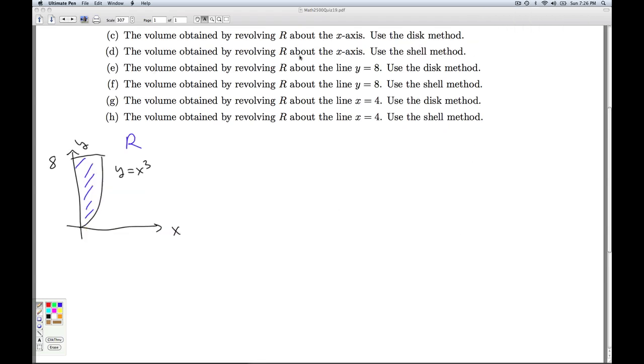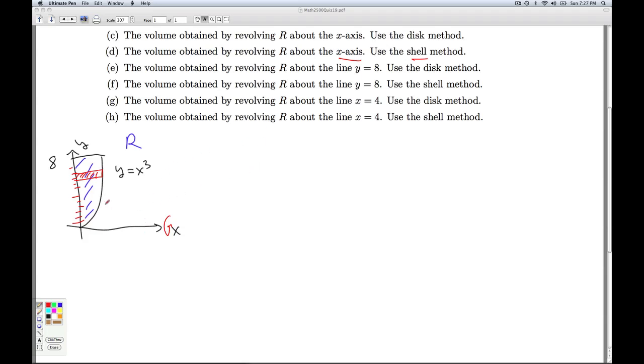Alright, part D, we're asked to find the volume revolving once again around the x-axis, but now we're asked to use the shell method. Okay, so since we're using the shell method, we don't chop up the axis parallel to the revolution. We chop up the other one, so in this case we're chopping up the y-axis. So I'm going to draw one of my representative shells in there. And if I whip it around, I get my standard shell.